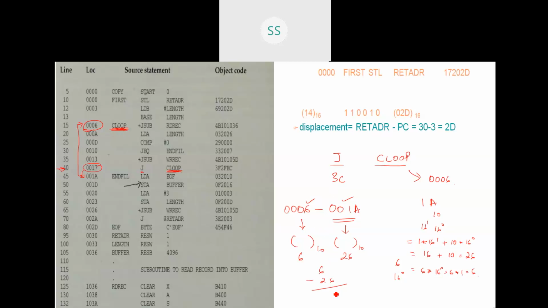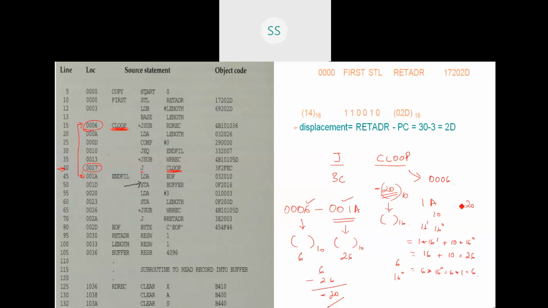So when you take this difference, what do you get? You get minus 20. But can I write this minus 20 directly? No. This 20 is to the base 10. So I need to convert it into base 16. So how do we convert into base 16?